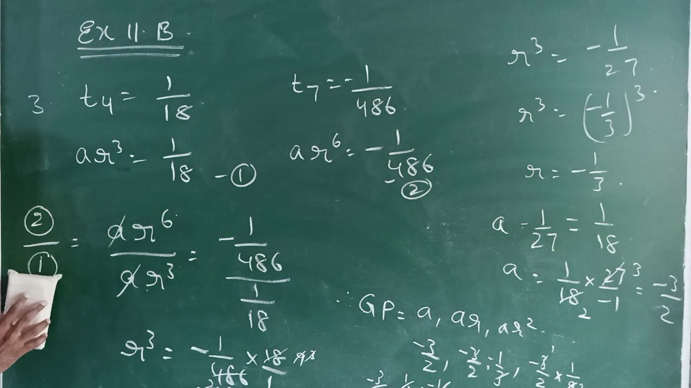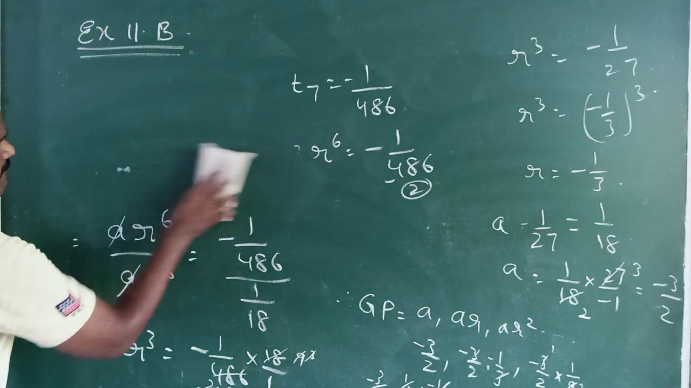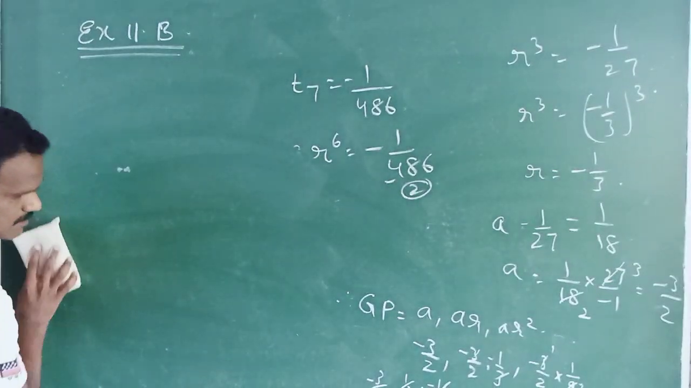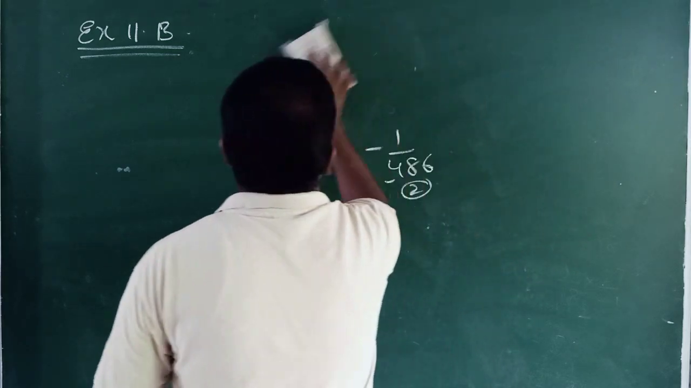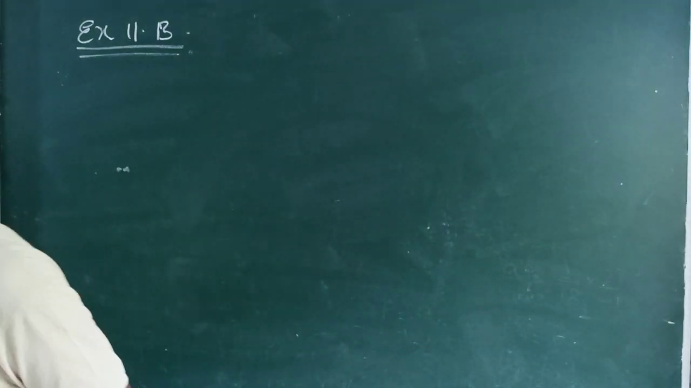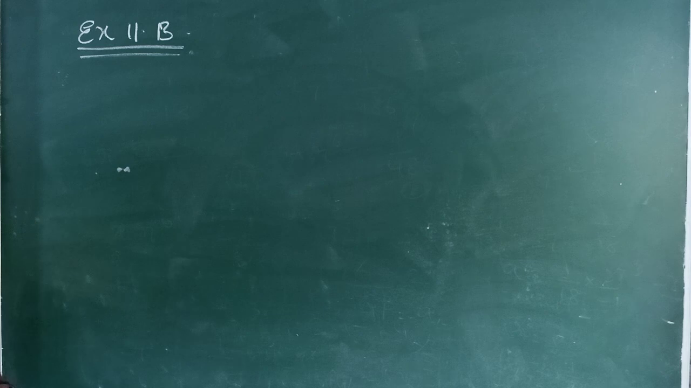This is your third sum. Next, let us see your fifth sum. Look at your fifth sum. I'll give an idea. Fifth sum.